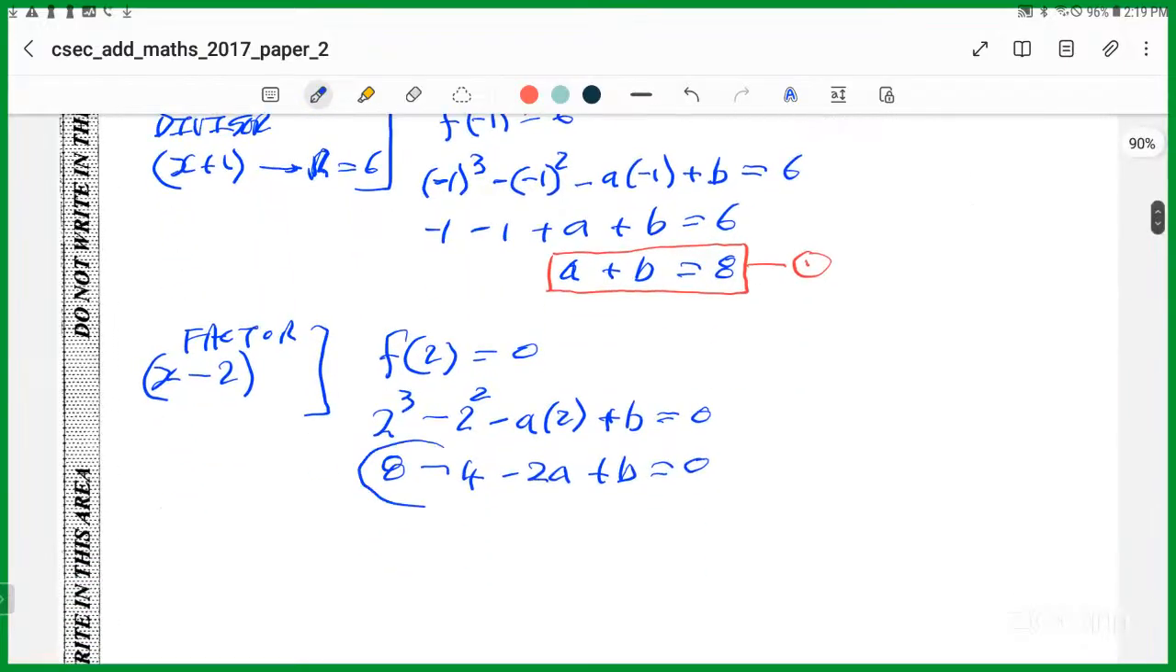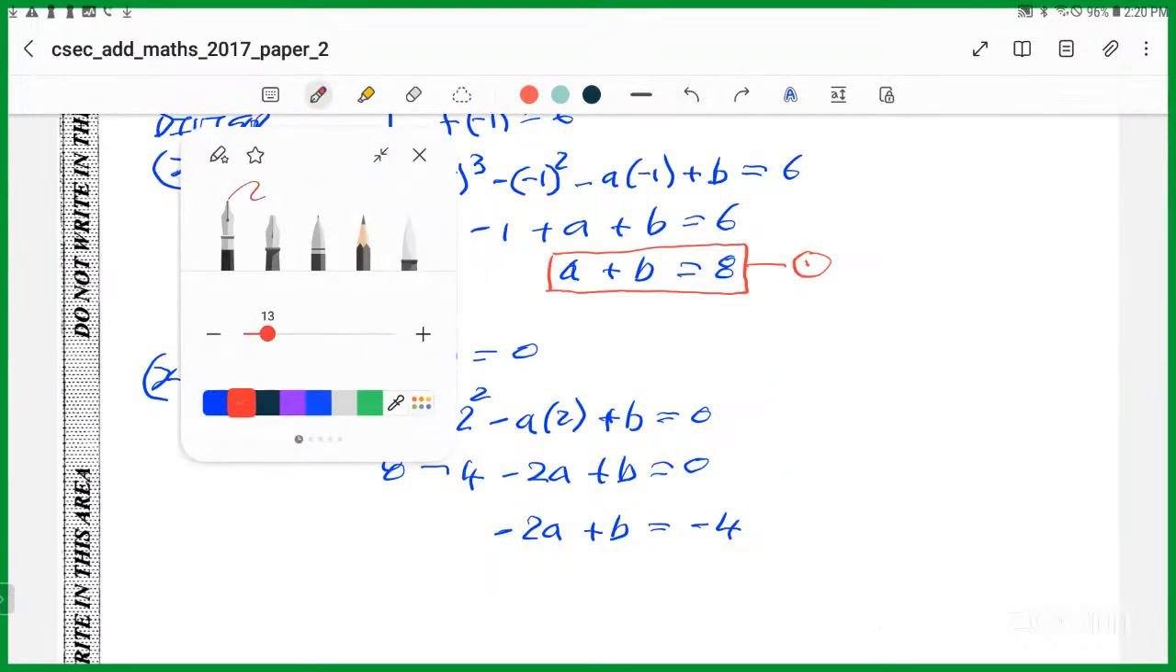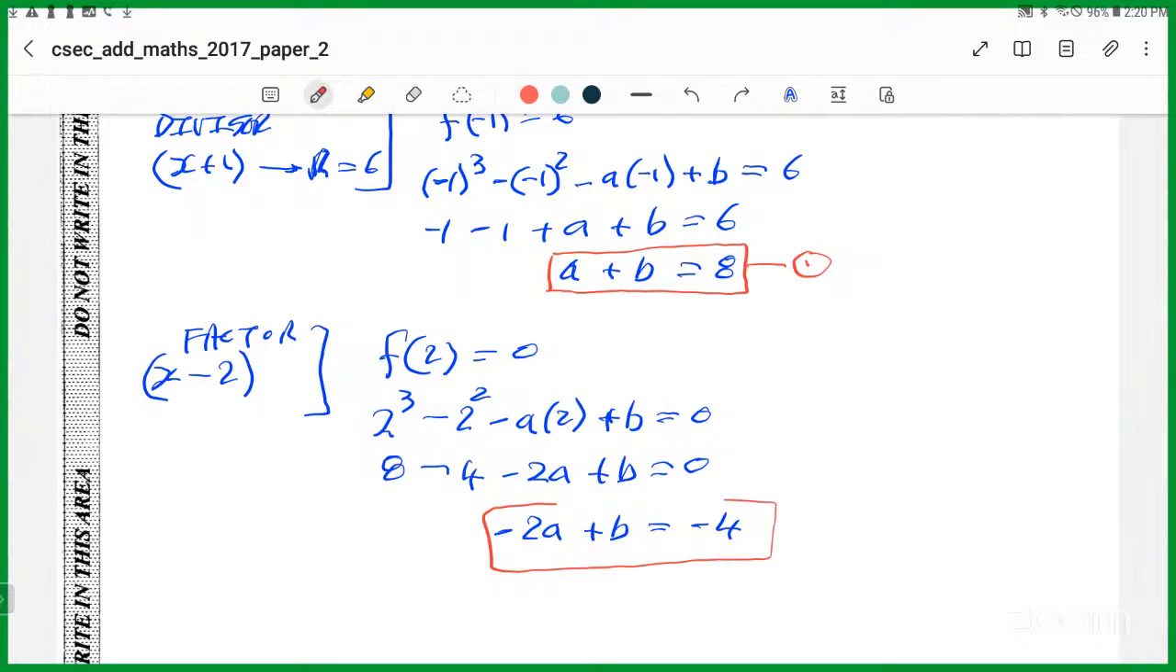Let's simplify further. Now this and this is a 4. 8 minus 4 is 4. 4 comes on this side, becomes a negative 4. So we're left with minus 2a plus b equals, and this 4 comes out on this side and is a negative 4. I'm just basically trying to set it up to look like this one up here. So it doesn't have to be transposed in this exact way. And so we're solving those two equations simultaneously.